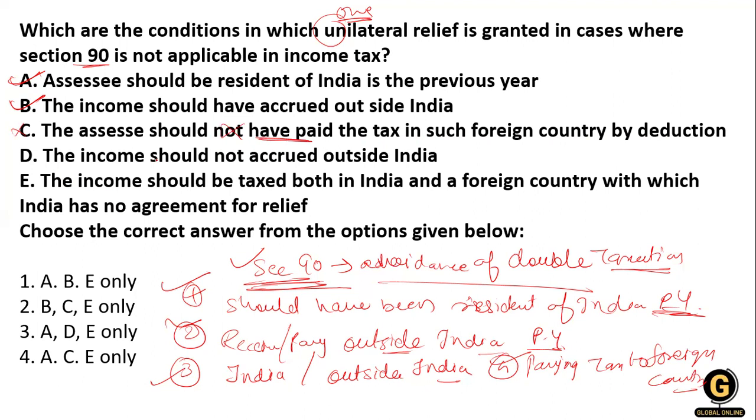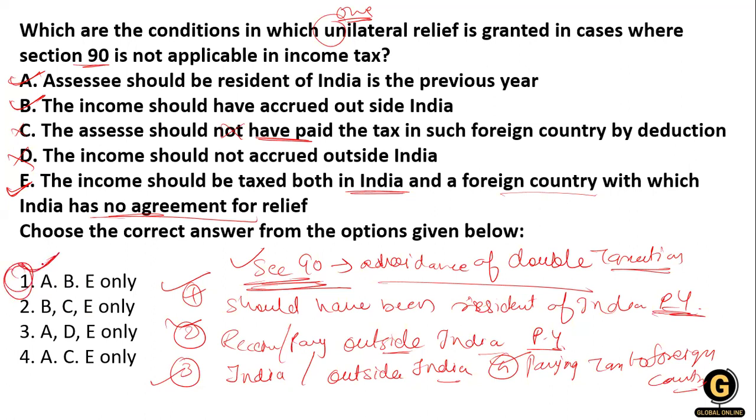The income should not accrue outside India. Is this right? No, the income should accrue in India or outside India, so they are earning both from India and from outside India. So this is not a right statement. The income should be taxed in both India and a foreign country in which India has no agreement for relief. So the statement is also right. So A, B, E. Where is it? A, B, E. So option number A is the right answer here.